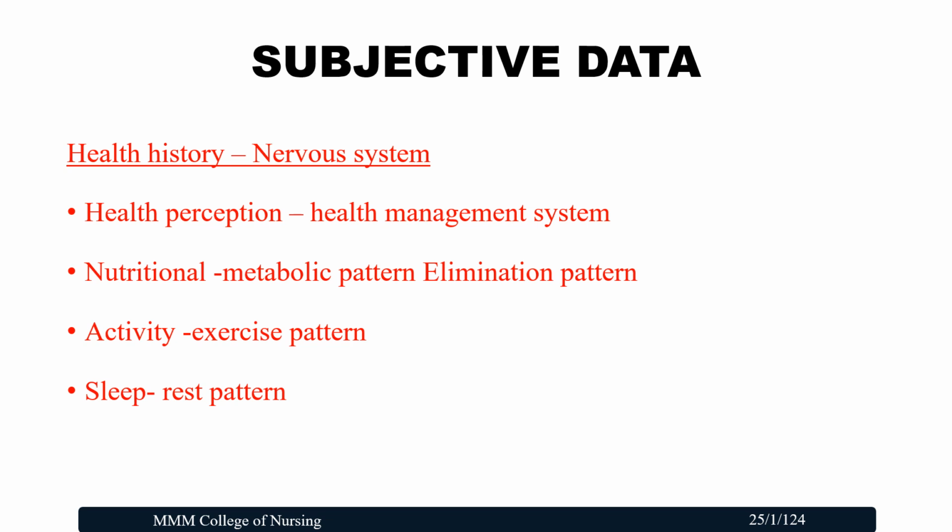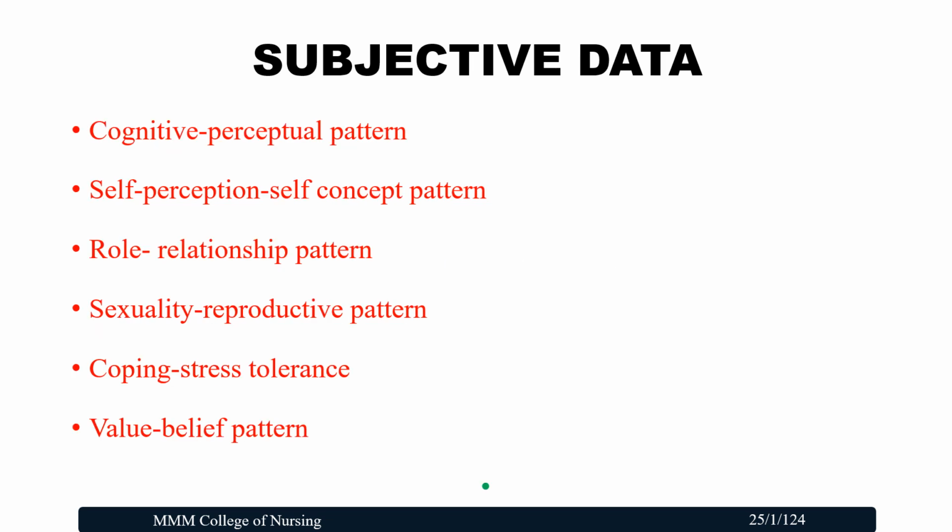How is the elimination pattern, whether it is normal or any other complaints the patient is having, and activity exercise pattern, like whether the patient is doing any exercise, if so what type of exercise and how much they are doing, and sleep and rest pattern, how many hours of sleep the patient is getting per night, and cognitive and perceptual pattern, self perception and self concept pattern, and role and relationship pattern, sexuality and reproductive pattern.